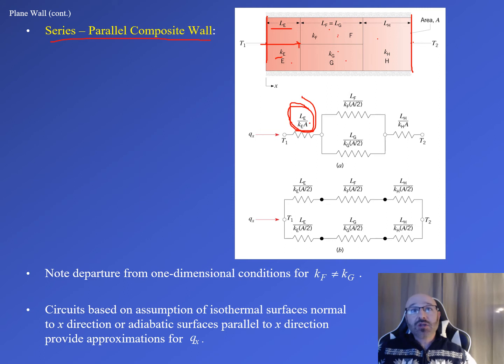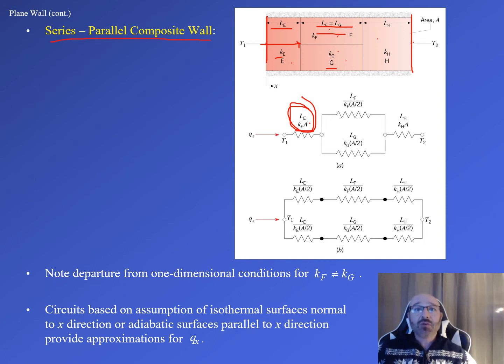But now you can see there are two materials here. We have material F and material G. Now they both have the same L value, so LF and LG are equal to each other. But let's not worry about that yet. Let's just leave them in terms of their variable names right now. We just know they are equal to each other.